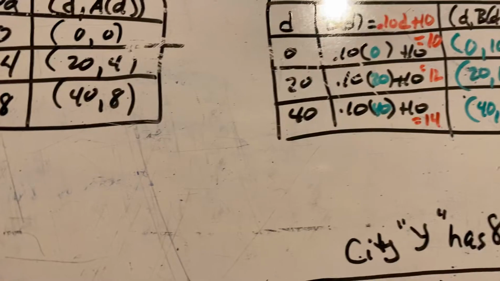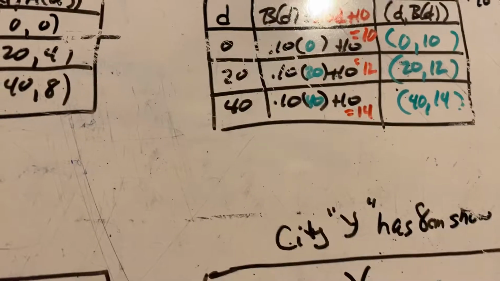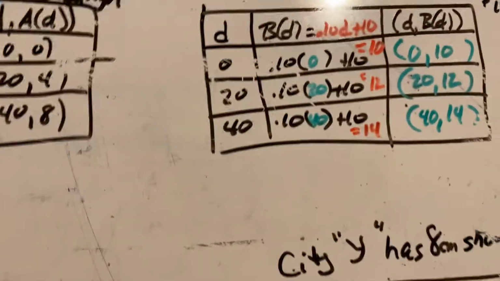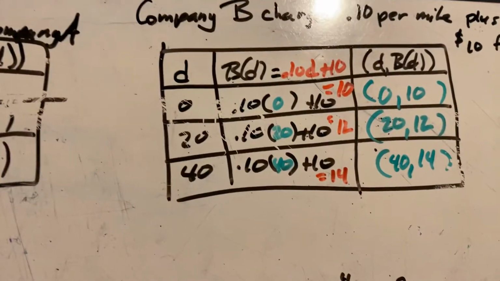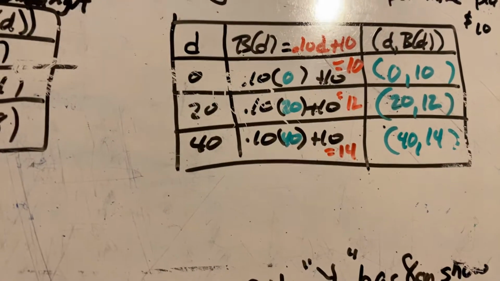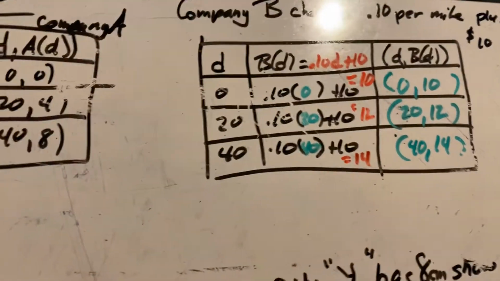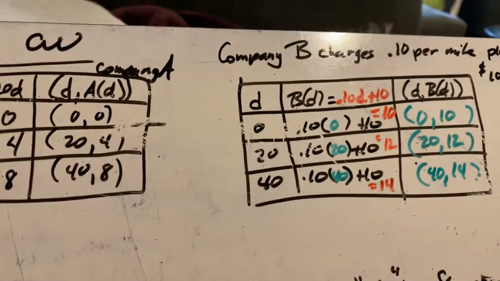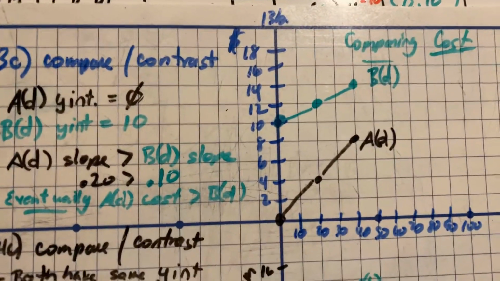So again, just go back. Make sure that you're giving me all of the work if you can. So what do I get? 0 miles will yield a cost of $10 from car company B. 20 miles will yield a cost of $12, and 40 miles, $14. And again, this is number 13. After that, they ask you to set up a graph and to compare the two car companies.